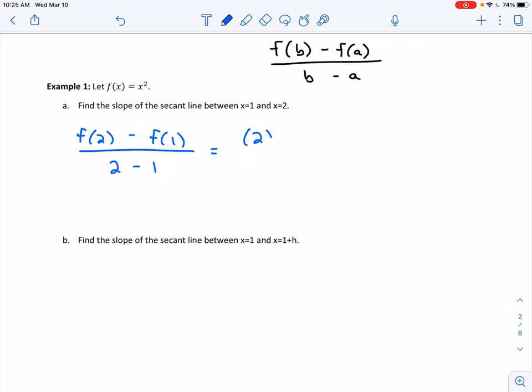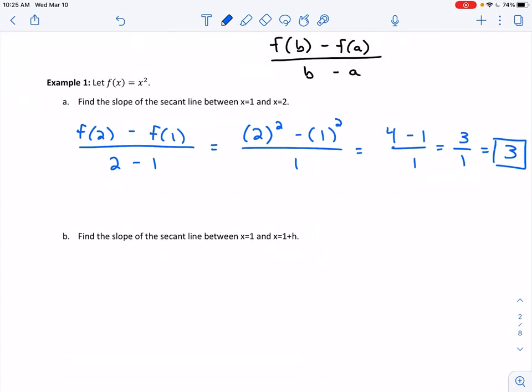I'll have 2 squared minus 1 squared all over 2 minus 1. Well, that's just 1. 2 squared, I've got 4 minus 1 over 1. 3 over 1 gives me 3. So the slope of the secant line between those 2 points is 3. Now that's cool, but it's not terribly exciting because it is stuff that we already know how to do. There's a little bit of review.